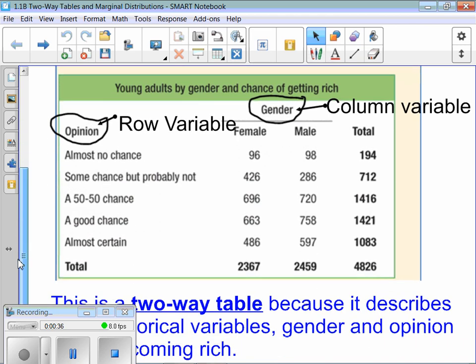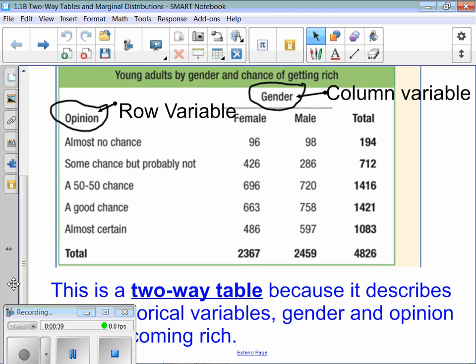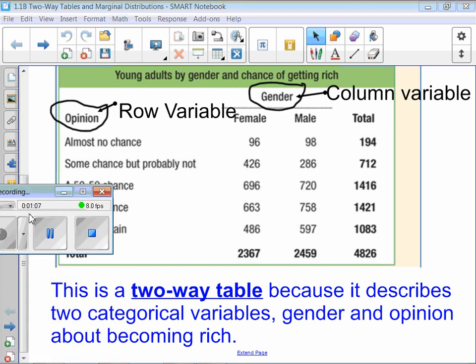So we've got a two-way table because we split this by gender. There is a column variable, which splits it male and female, and a row variable, which splits it by opinion. Some people say you have almost no chance of being rich by age 30, some chance but probably not, a 50-50 chance, a good chance, or almost certain, okay? There's confident people out there. So this is a two-way table because it describes two categorical variables, gender and opinion, about becoming rich.